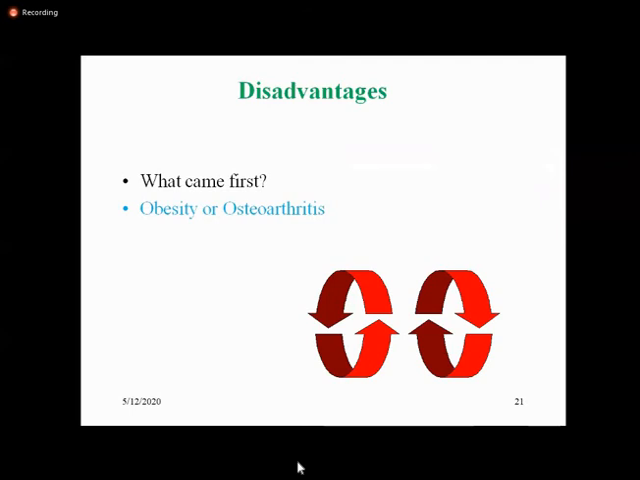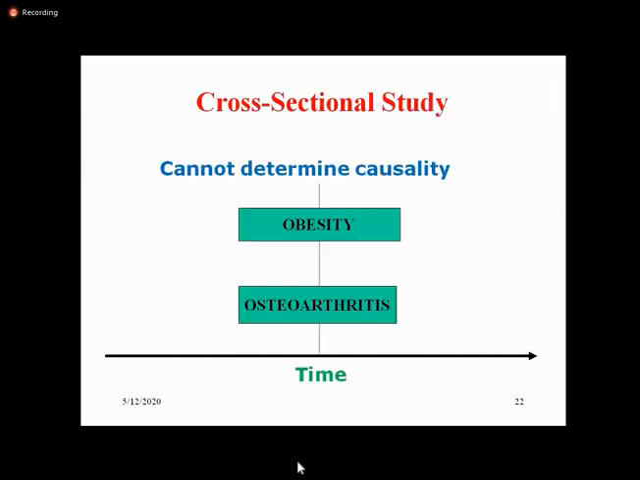Disadvantages: what comes first? We don't know which comes first. For this example, is osteoarthritis a cause of obesity, or is it obesity which develops the osteoarthritis? So you don't know by doing the cross-sectional study. For that, you need something like a case control study or cohort. From this study, you cannot evaluate which comes first, but you can see that these both things are mostly together.